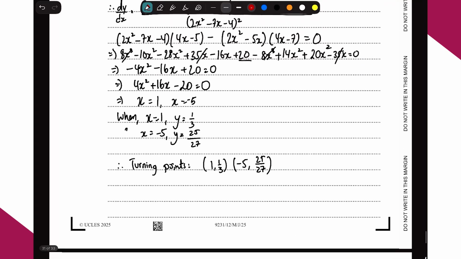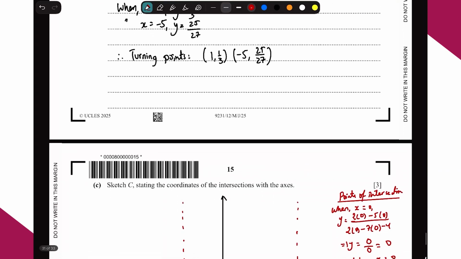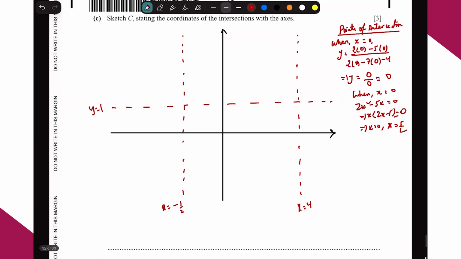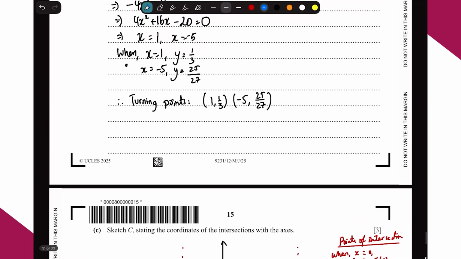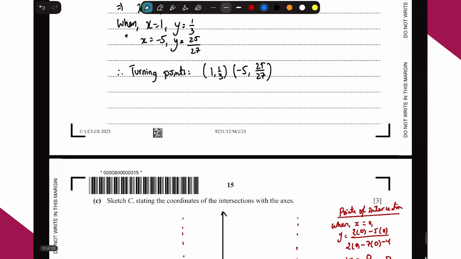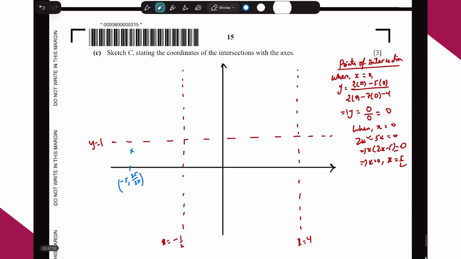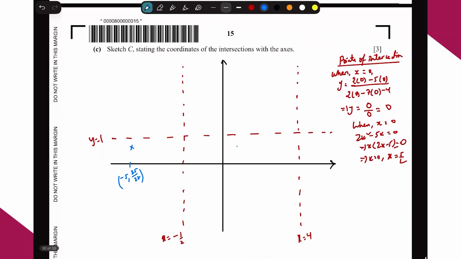Now notice that we look at the turning points, and one of them is minus 5 and 25 over 27. So I'm assuming it's approximately somewhere here. Okay, so we've got minus 5, 25 over 27. And the other one is 1 and 1/3. So that's approximately somewhere over here. Right? 1 and 1/3.